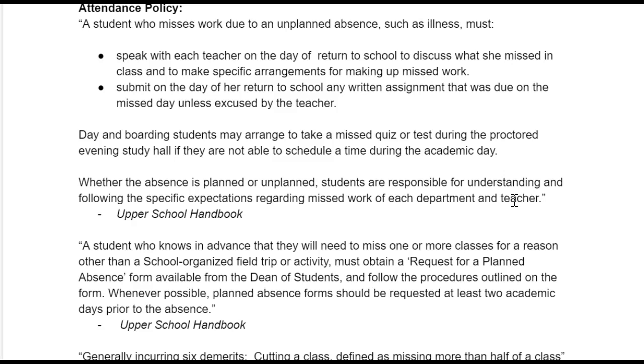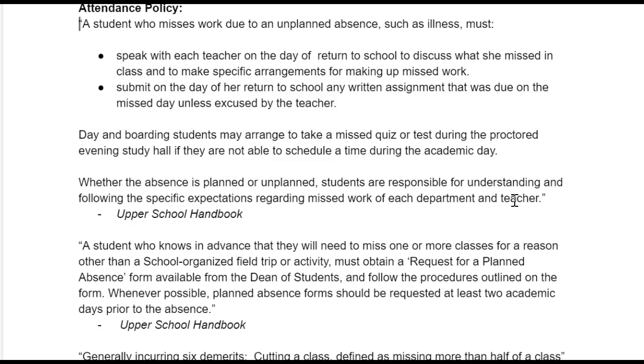Day and boarding students may arrange to take a missed quiz or test during the proctored evening study hall if you are not able to schedule a time during the academic day. So if you've got a free, we can make it up then. Also, keep in mind, you can come to study hall. It's there. You can stay for dinner, grab study hall, take the test, whatever. But it's an option to you.